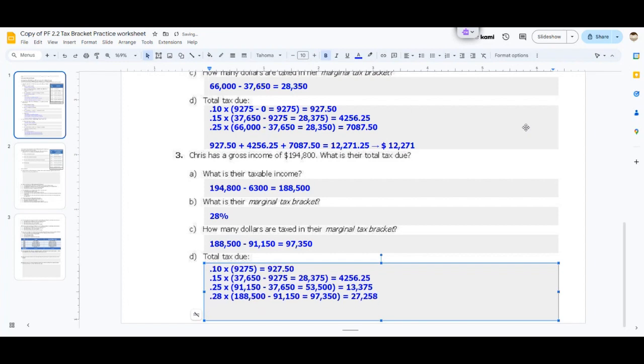All right, and now we add up those four together. 927.50, 4256.25, 13,375, plus 27,258 equals 45,816.75. Rounded to the nearest dollar is 45,817.